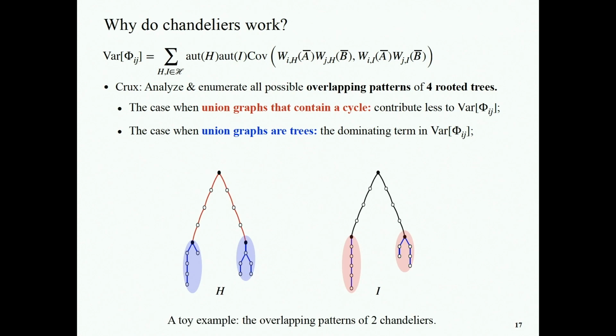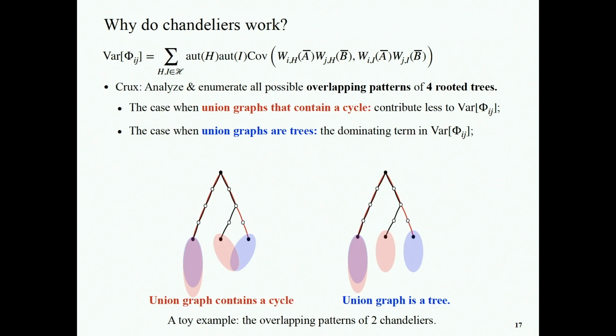And let's look into a toy example here. Let's look at the overlapping pattern with respect to two simple chandeliers. Here we have two chandeliers, each with only two branches, and let's look at how they can overlap with each other. There are two cases. One is that the branches of the two chandeliers overlap, but they branch out, and then the bulbs touch each other. So you form a cycle in the first case. In the second case, once the branches touch each other, they branch out and don't touch each other anymore, so you have a tree. Basically, the special structure of the chandeliers tells you that if you want the union graph to be a tree, once the branches overlap but separate out, they cannot touch each other again. So having this special structure helps us analyze how the trees overlap and reduce the variance terms in the calculation. Okay.